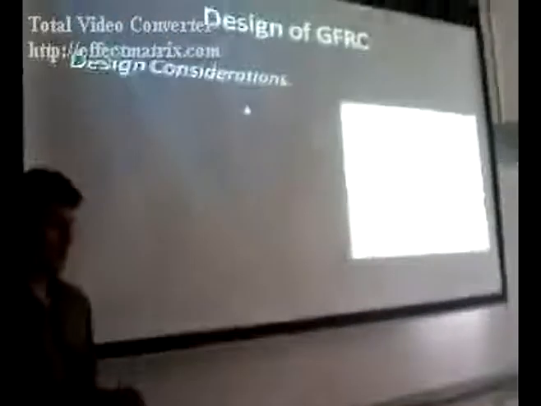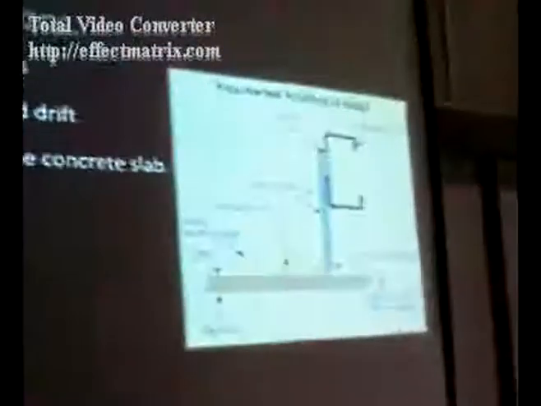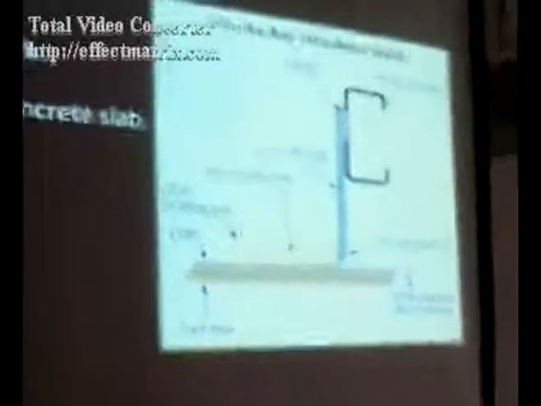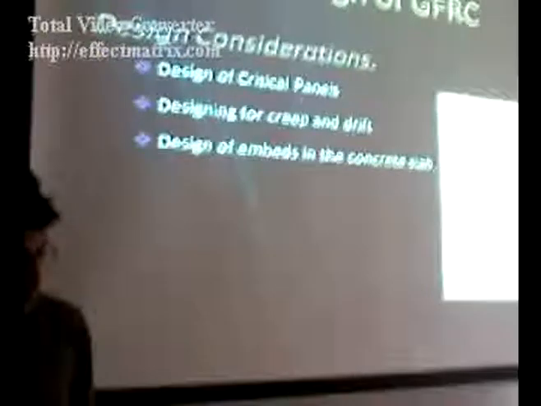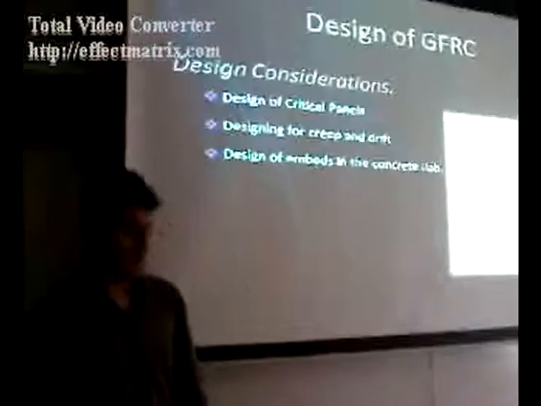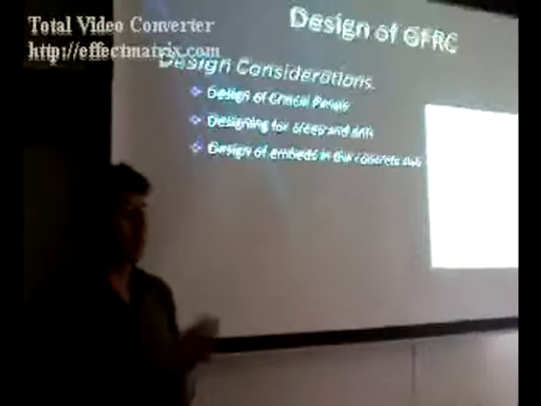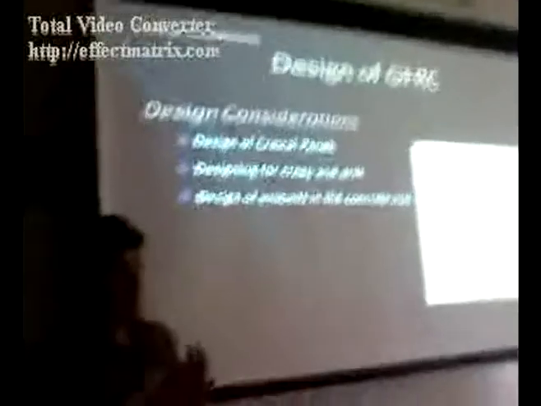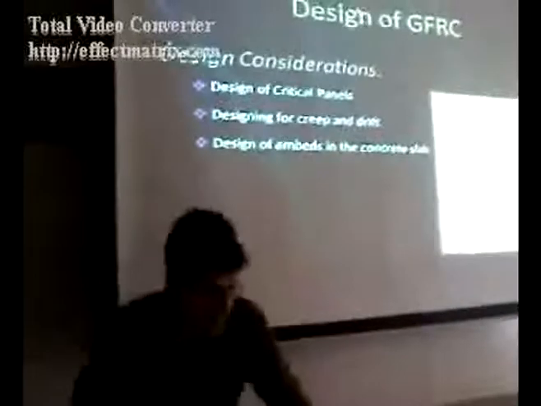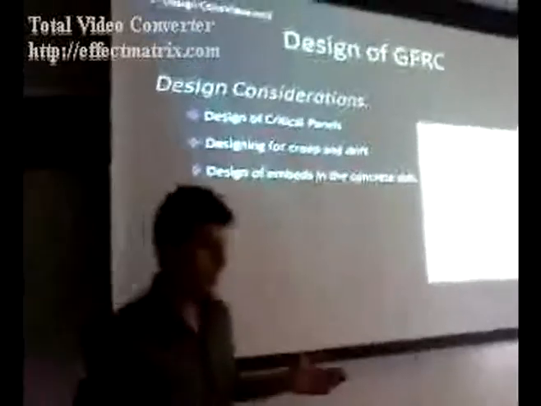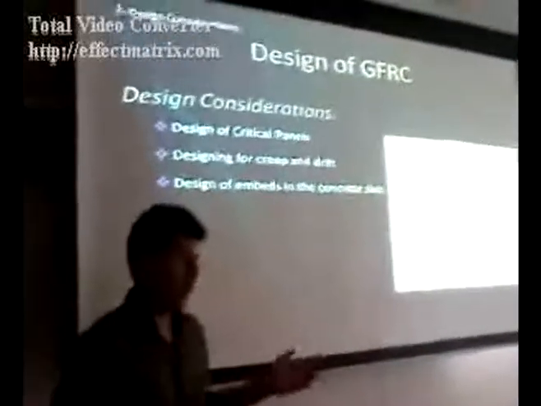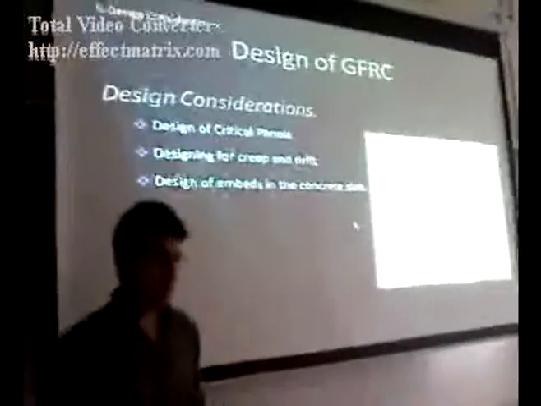Design considerations: the most critical thing is that the panels must be designed for creep and drift, because they do have tolerance, they can expand and contract. Design embeds in concrete slabs: where in the building would I need a steel piece that goes up? This is a flex anchor attachment detail, which is a type of critical panel technique. This is a solution for the critical panel.